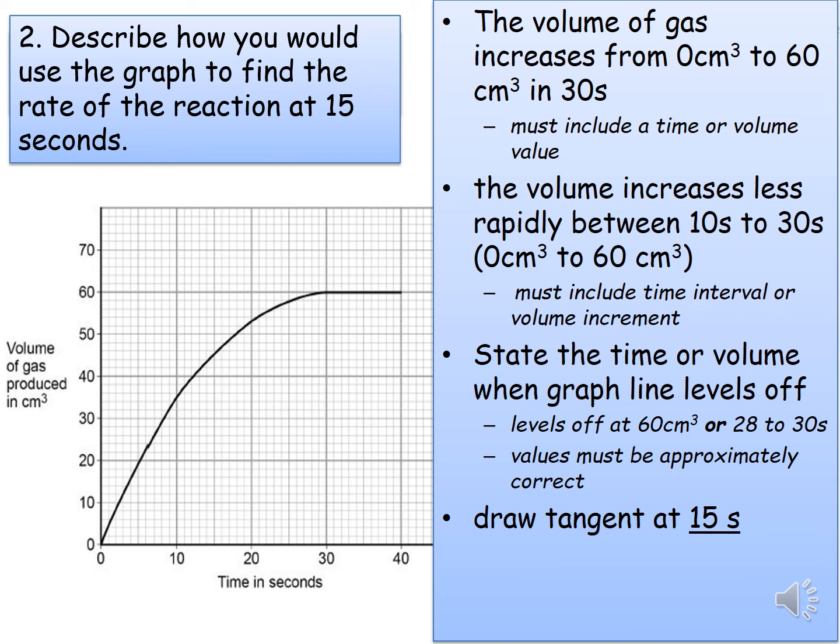Now, in order to do the second question, it says describe how you would use the graph to find the rate of reaction at 15 seconds. Firstly, you'd have to draw a tangent at 15 seconds. We'll look at this later on. Next, you should calculate the gradient. So you would draw a straight line on the curve at 15 seconds, then calculate the gradient.